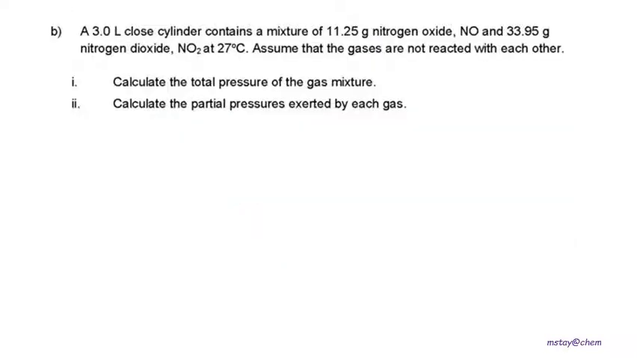Now let's proceed to tutorial question 6b. A 3 liter closed cylinder, so we have the volume, contains a mixture of 1.25 gram of nitrogen oxide and 33.95 gram of nitrogen dioxide at 27 degrees Celsius. So this is the temperature. Assume that the gases do not react with each other. Before we continue with the question, we can think that this question is related to Dalton's law.